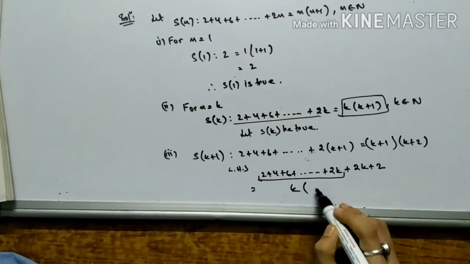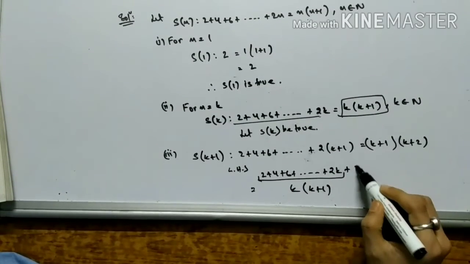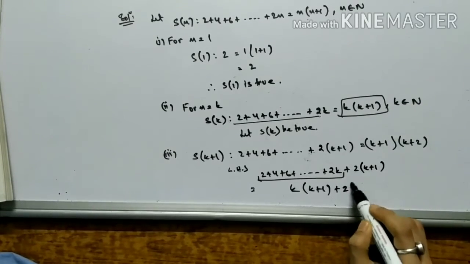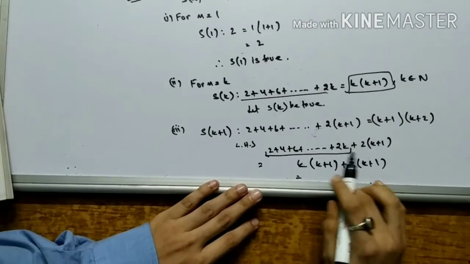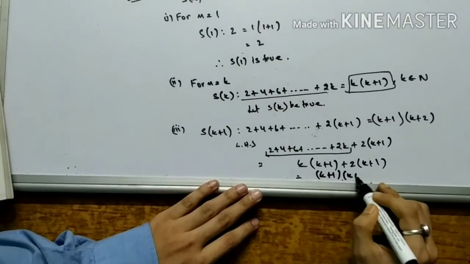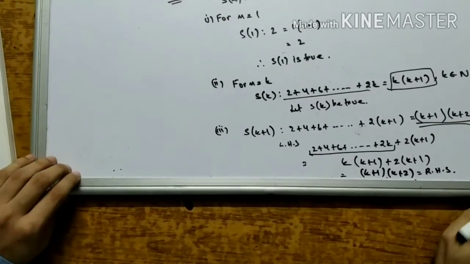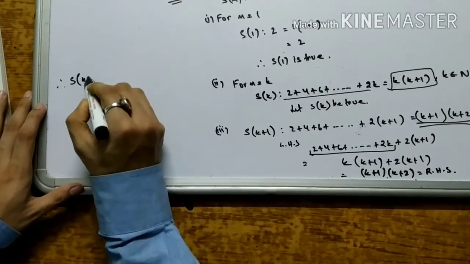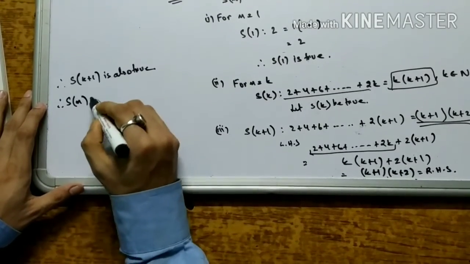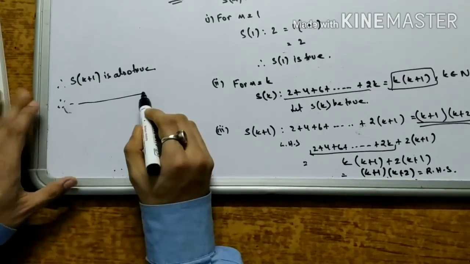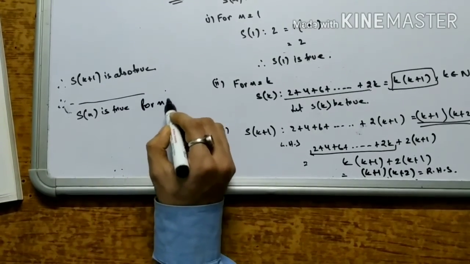So this value I will put k plus 1. No need to multiply it, keep it in this way. So plus 2k plus 1. Okay, so from here k plus 1 I will take common, k plus 1, k plus 2, which is equal to RHS. So therefore I can write that Sk plus 1 is also true. Therefore I can write, by the method of mathematical induction, Sn is true for n belongs to N.